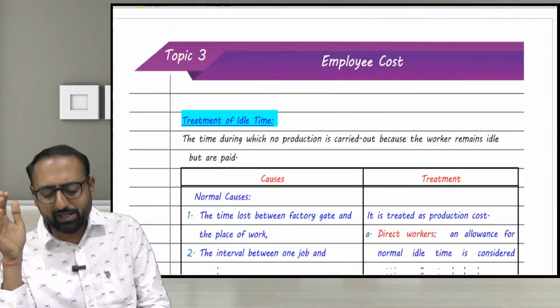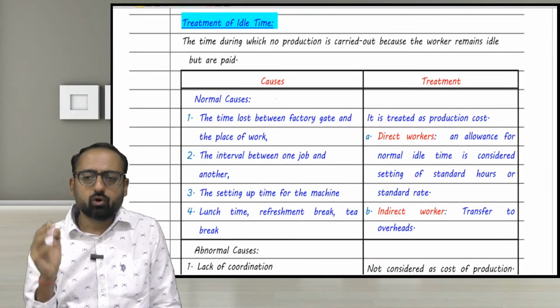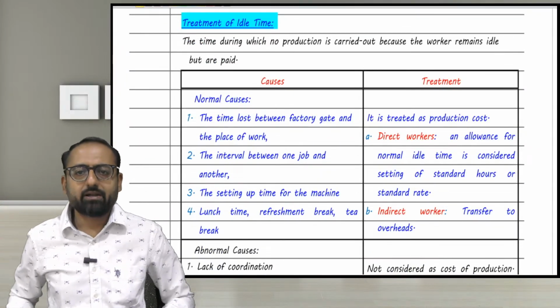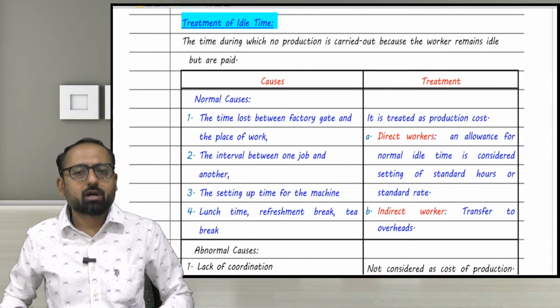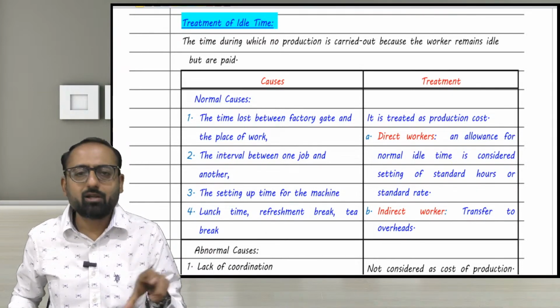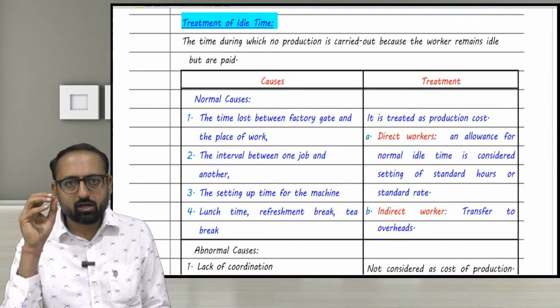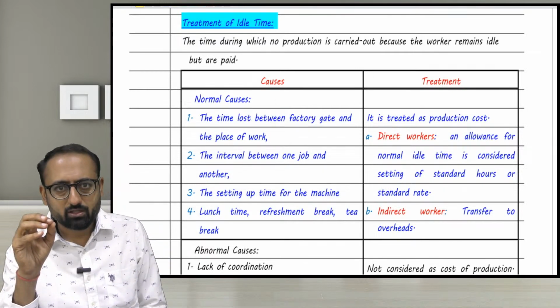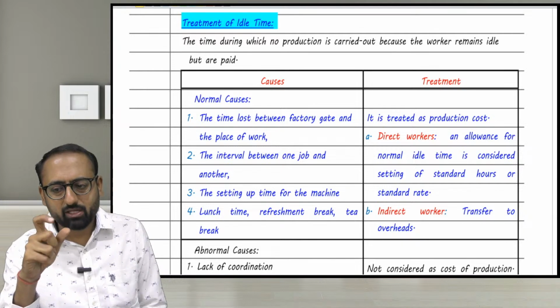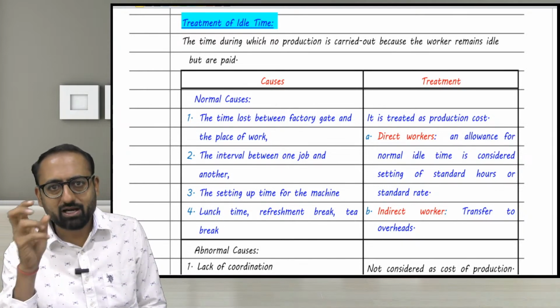Now let's go to the next part, that is idle time. What do you mean by idle time? Guys, idle time means that the worker is present in the factory and you are paying the worker, but work is not done. The worker is present in the factory, but he is not working, and still you are going to pay. So that is called idle time.